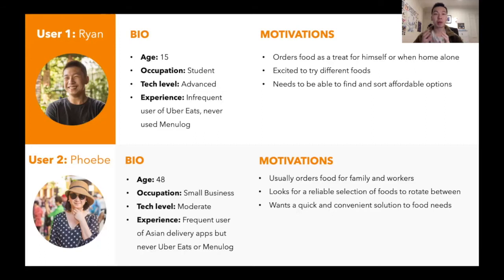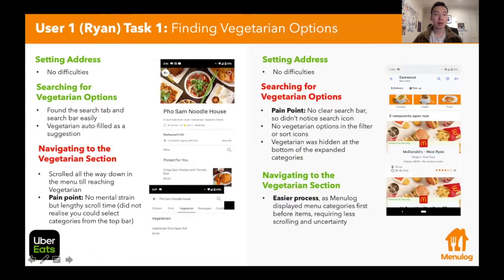So I chose to observe my brother and mom using these apps, and I figured because of their different experiences with delivery apps, they would have quite varied experiences. For Ryan, finding vegetarian options in Uber Eats was relatively painless, with the key exception being he didn't realize you could select categories in the menu from the top bar because this didn't appear until after he started scrolling. In Menulog, he had a little bit more difficulty because he couldn't really see that search icon very clearly and tried the filter and sort icons, but none of them helped in this case. He did, however, find that Menulog displaying the categories first before items required less scrolling and ambiguity for him.